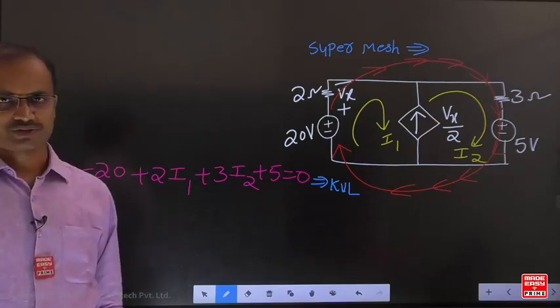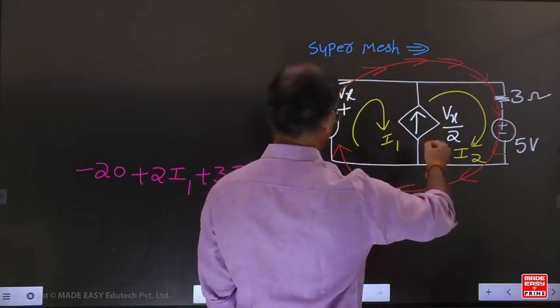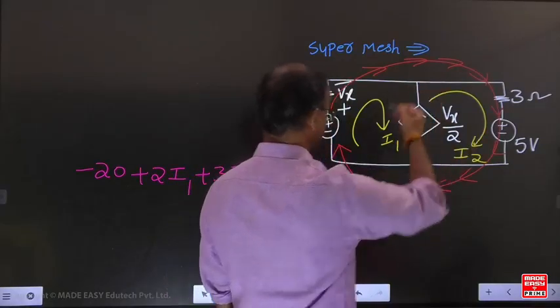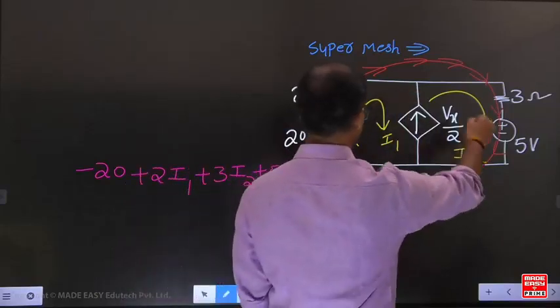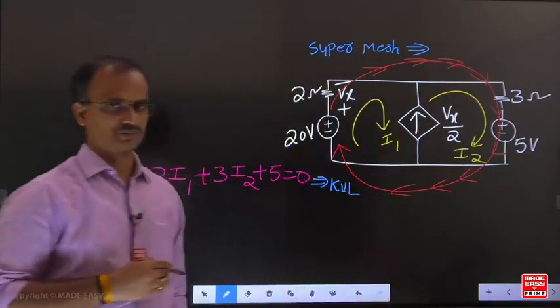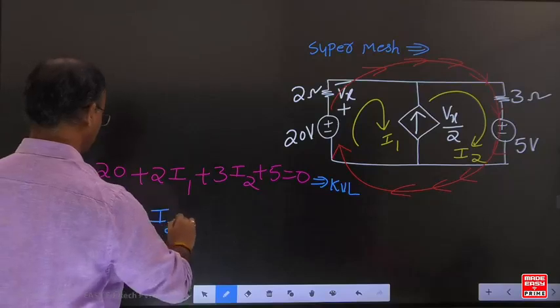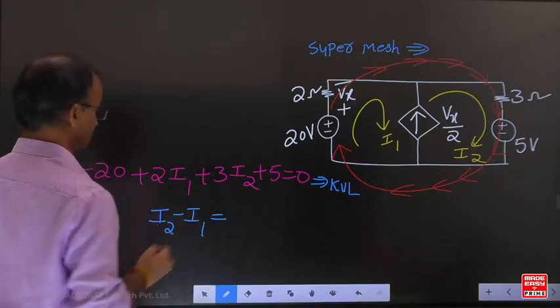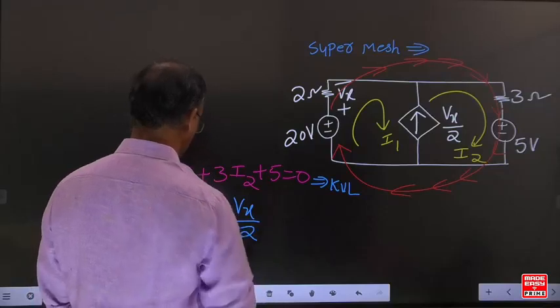Now let us focus on the current source. Look, for the current source, I1 is downwards, but I2 is upwards. In this example, I1 downwards, I2 upwards, opposite direction. How can we write it here? I2 minus I1. What is I2 minus I1 equal to? Vx by 2.